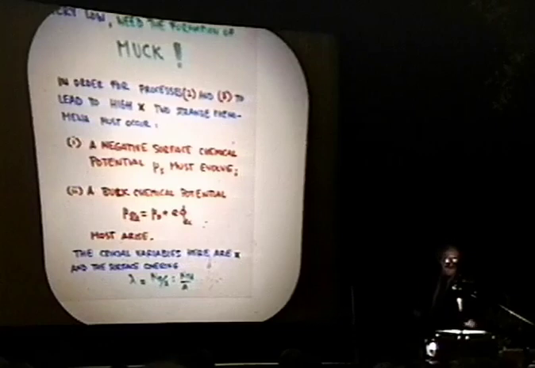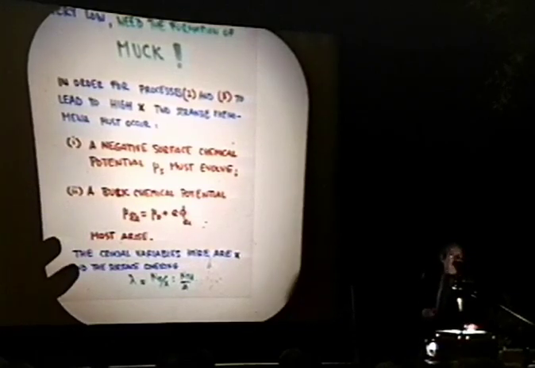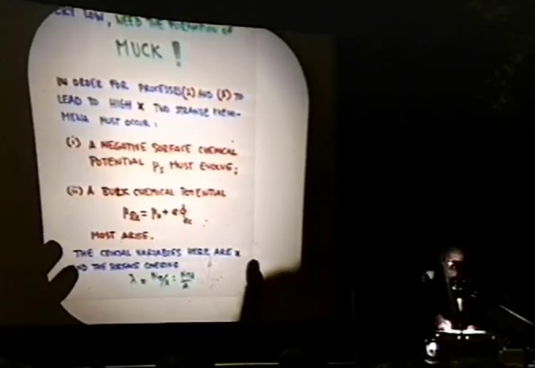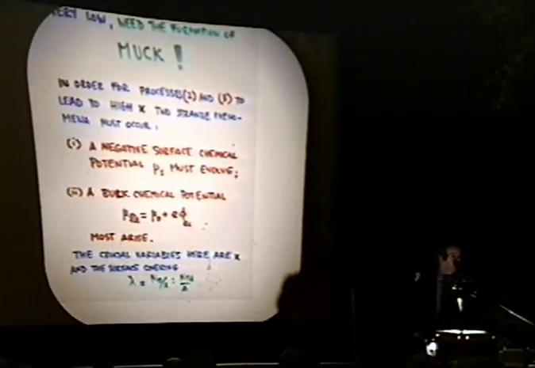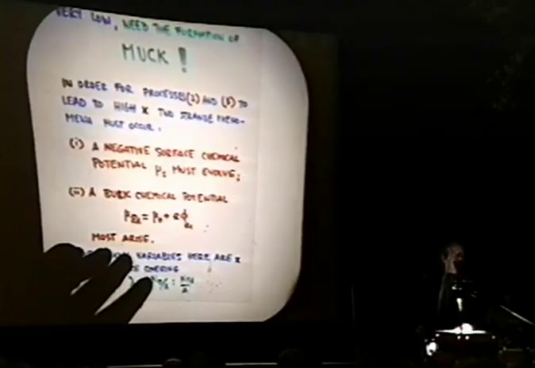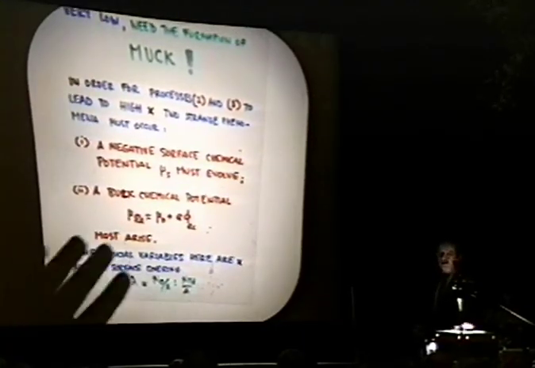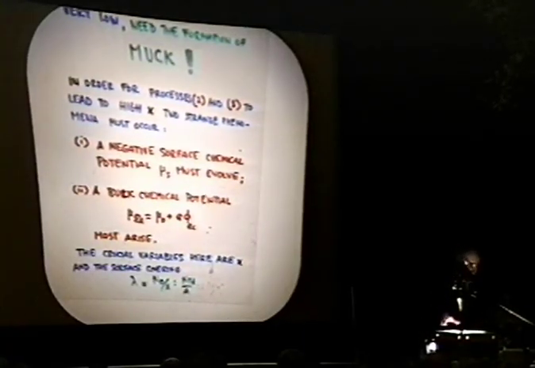Okay? Now, the crucial variables of this, besides the temperature, which we keep fixed, are X, of course, and the current ratio, which is just the ratio between the surface density of the D pluses and the palladium surface.